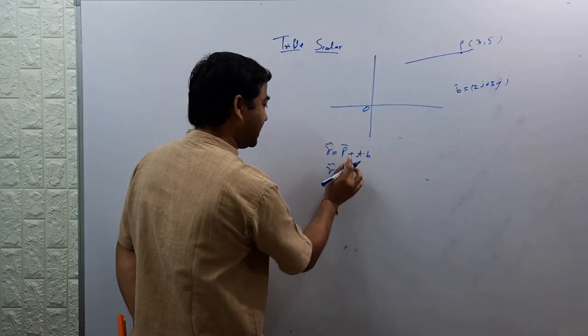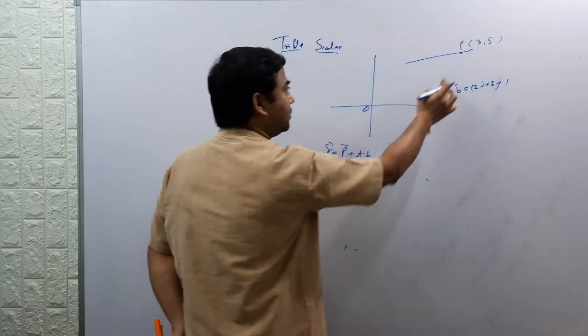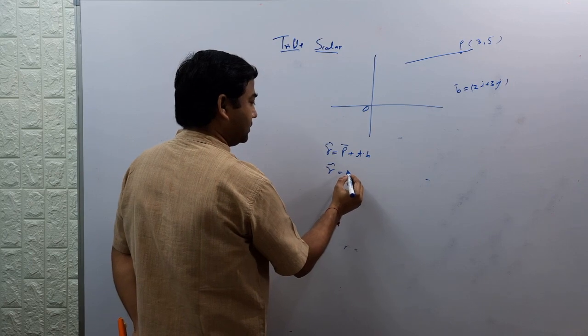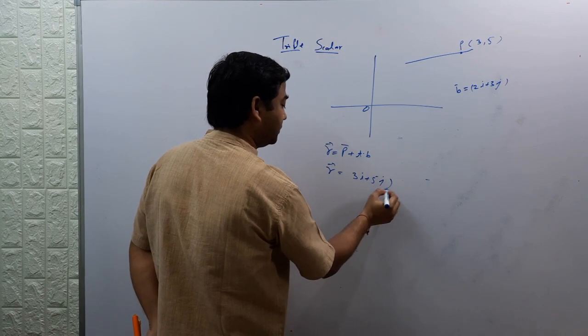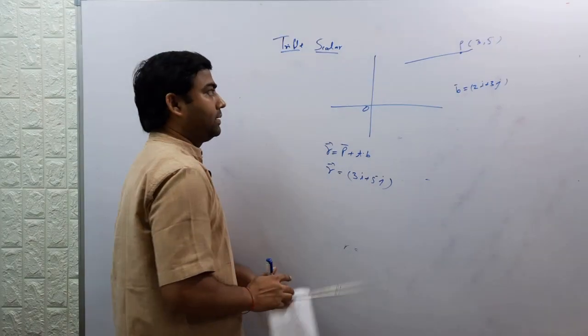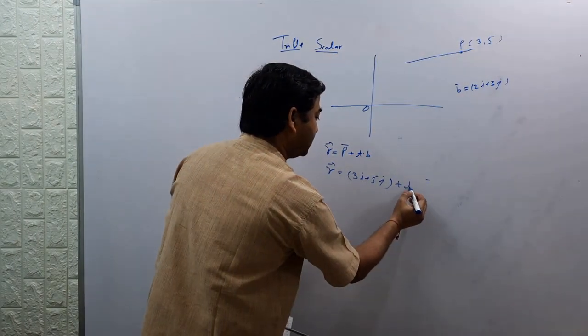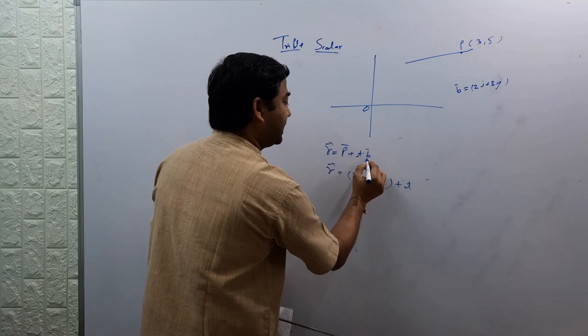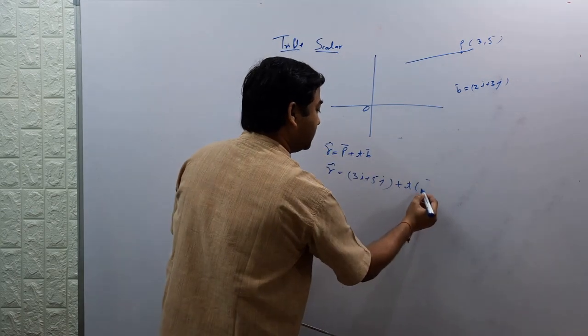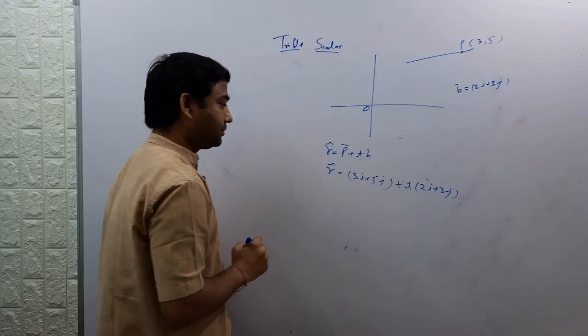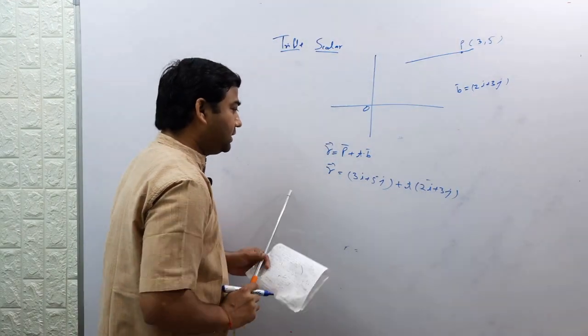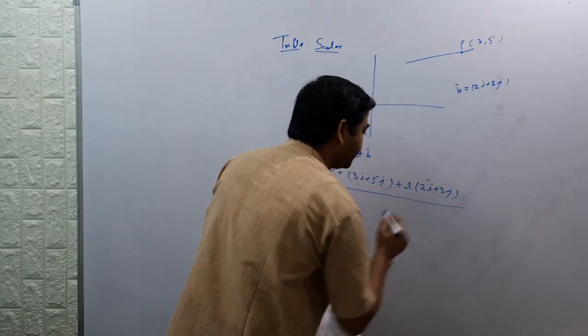It can be written as: R, P is the position vector of the given point. The position vector of the given point will be 3I plus 5J, plus T times vector B, the parallel vector to the line, 2I plus 3J. This is the equation of the line.